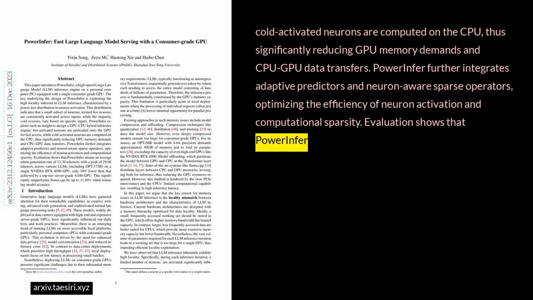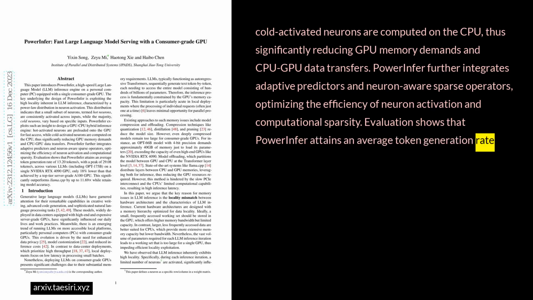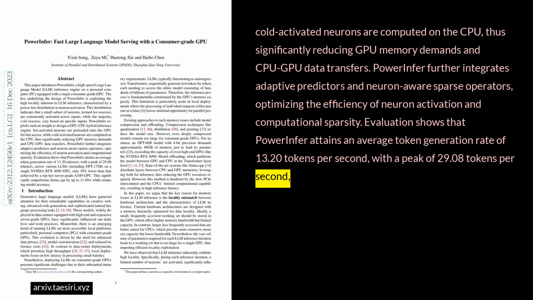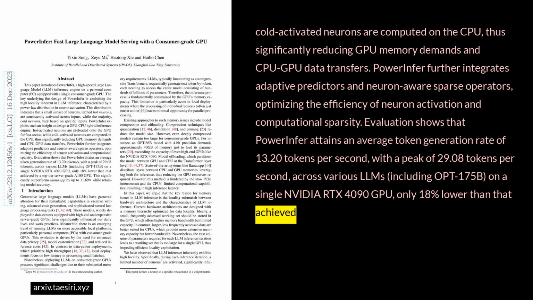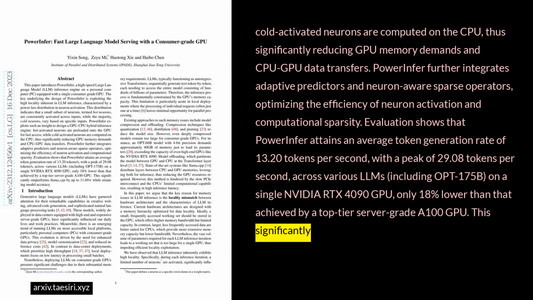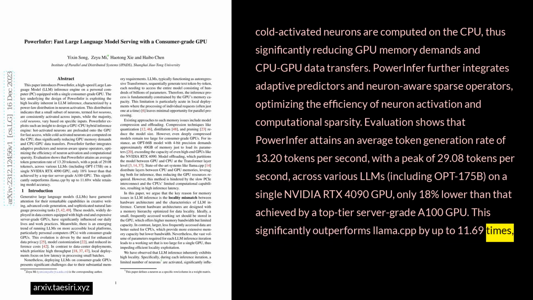Evaluation shows that PowerInfer attains an average token generation rate of 13.20 tokens per second, with a peak of 29.08 tokens per second, across various LLMs, including OPT175B, on a single NVIDIA RTX 4090 GPU, only 18% lower than that achieved by a top-tier server-grade A100 GPU. This significantly outperforms llama.cpp by up to 11.69 times, while retaining model accuracy.